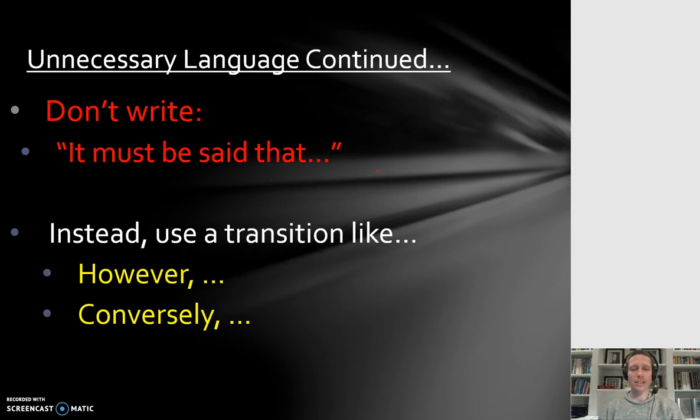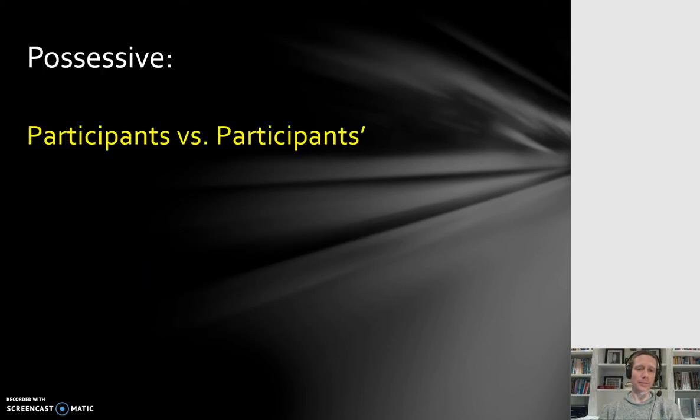Unnecessary language, continued. Try not to use the phrase, it must be said that. You can use transition statements like however, conversely, which are a lot more concise, to the point.